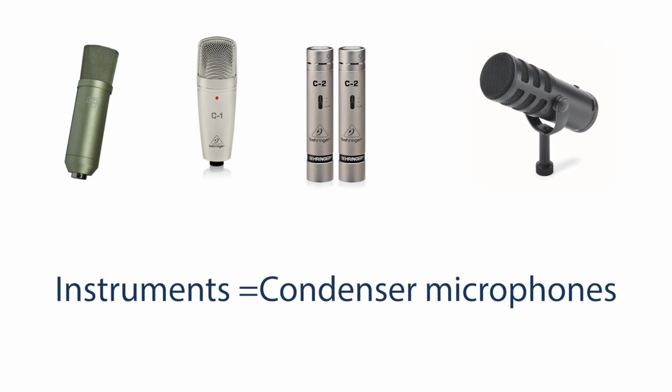Next up, for instrument recording, a condenser microphone is great for instruments such as acoustic guitars. A condenser microphone that has a figure 8 pattern is also ideal, as it'll pick up the room reverb and give the recording a more natural sound.